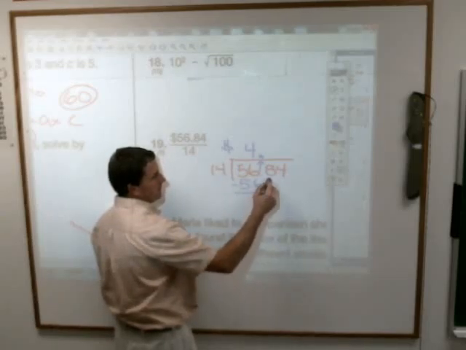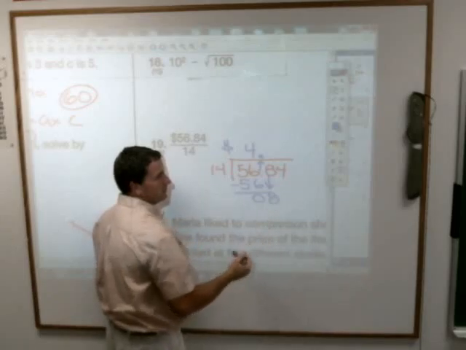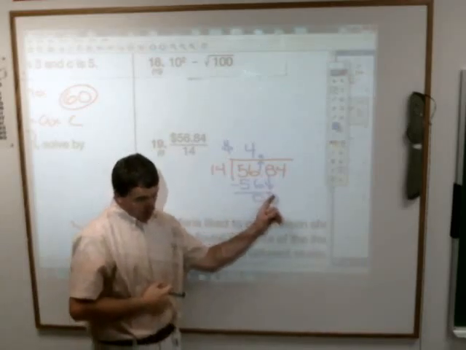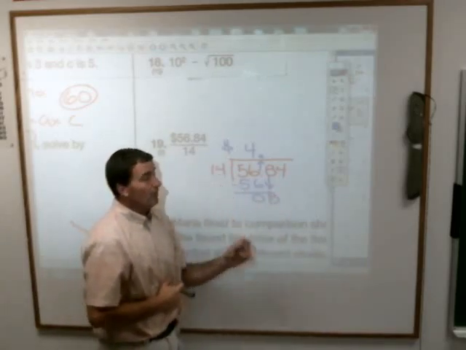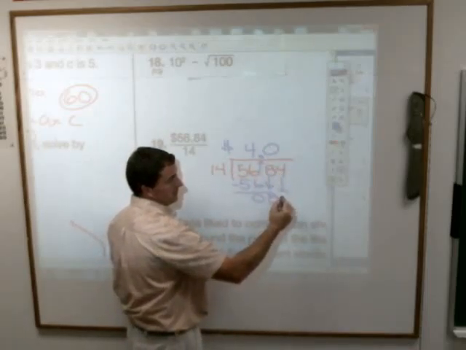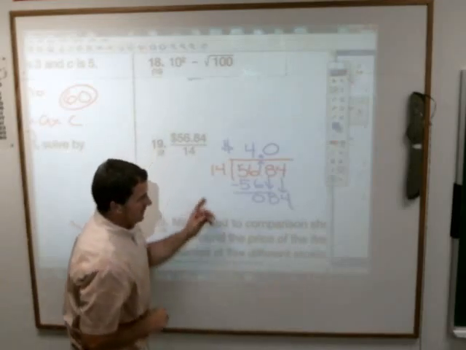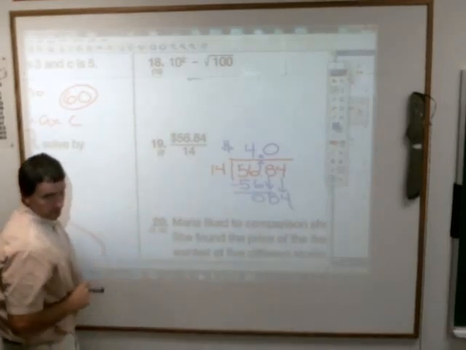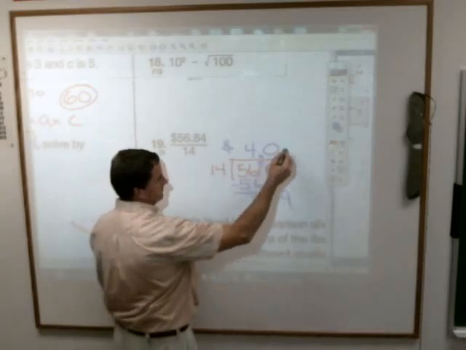Okay, now here's a problem where a lot of people run into. If you bring a number down and this number doesn't go into it, you have to put a 0 up there before you bring the next number down. And then how many times would 14 go into 84? 6 times. 6.